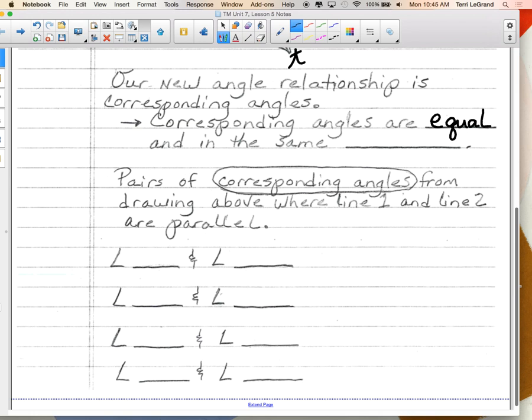So once you determine the relationship, if you know one of their measures, you can say, oh, the other one is going to have the same measure. And how are we going to know which ones are corresponding? They are also in the same position. I'll explain that a little bit more in a bit. In the same position.